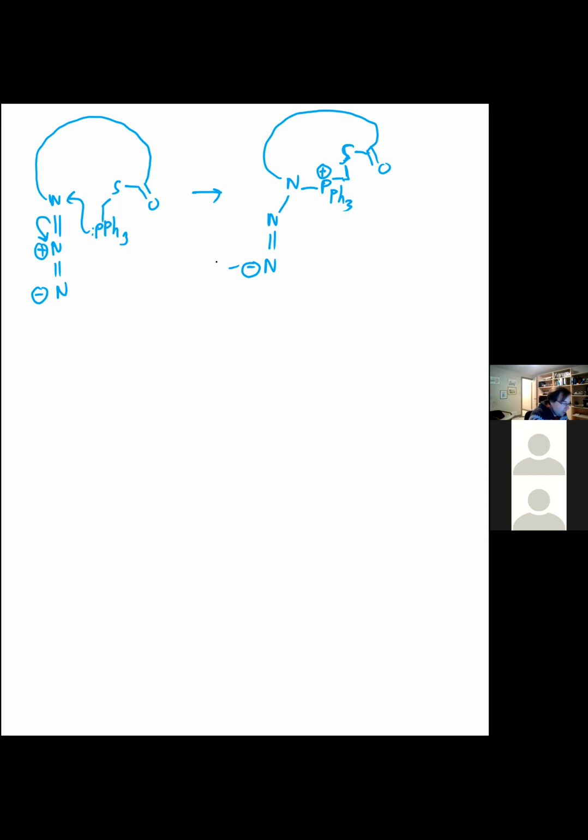That's not going to be particularly stable. Remake nitrogen gas. You have an N minus attached to a P plus. Really should draw this curve last. I never learned though. Plus nitrogen gas. So that's what makes this so favorable, the Staudinger ligation. And it's a ligation because we're ligating two things together.